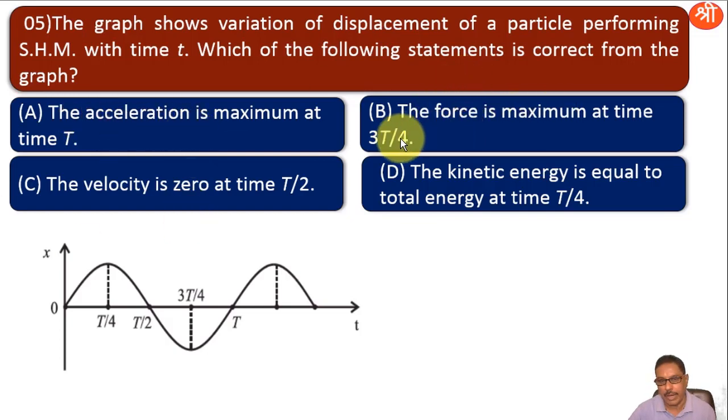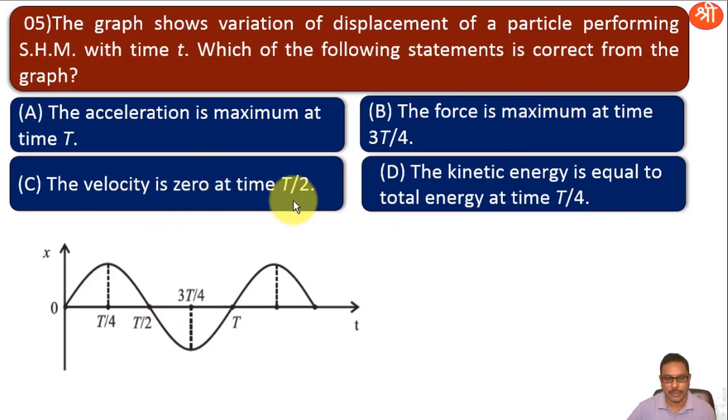B, the force is maximum at 3T/4. Again we know that force is maximum at extreme position. At 3T/4 the particle is at negative extreme position. So force is maximum both at positive extreme position and negative extreme position. म्हणजे पार्टिकल इथं असला T/4ला असला किंवा इथं 3T/4ला असला. T/4ला असेल तर पॉझिटिव्ह एक्स्ट्रीम पोझिशनला, 3T/4ला असेल तर निगेटिव्ह एक्स्ट्रीम पोझिशनला. दोन्ही ठिकाणी फोर्स मॅक्झिमम आहे, म्हणजे बी स्टेटमेंट तर करेक्ट आहे. म्हणजे हे उत्तर आपलं येणार आहेच.